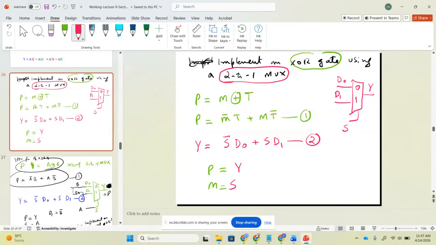What is D0 here? Compare equation 1 and equation 2. D0 is T. And what about D1? T bar. So how can we implement it? My Y is now P, so I put P here. My D0 is now T, and my D1 is now T bar.